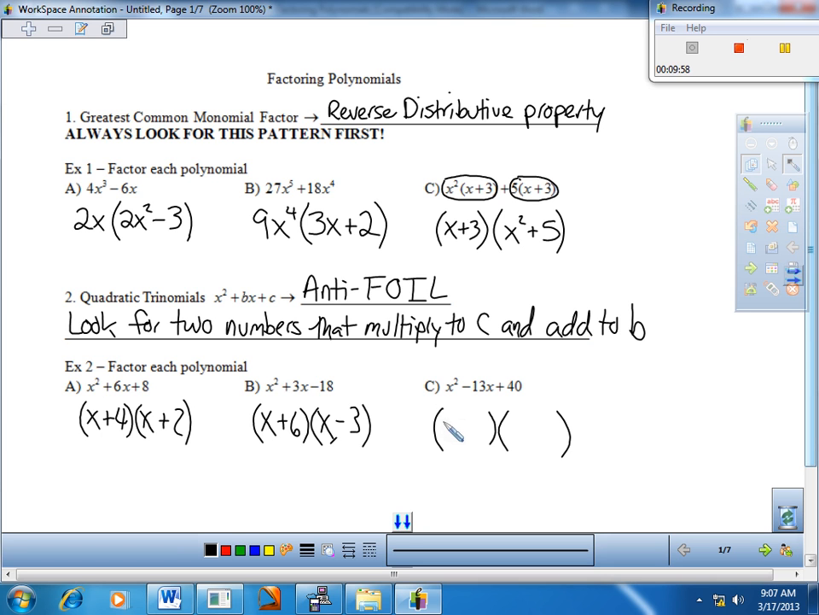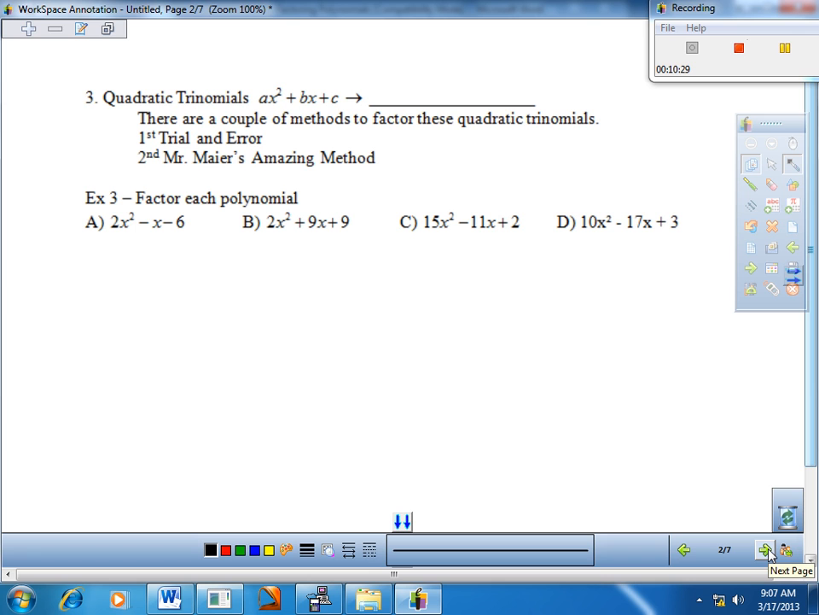Okay, this one right here, x and x, two numbers that multiply to positive 40 but combine to negative 13. Looks like probably a negative and negative in order to pull this off. So I'm thinking a minus 8 and a minus 5 would do it. And negative 8 times negative 5 is positive 40. And now you can see everybody, the outside and inside would combine to negative 13x. Wonderful. So those were the easy quadratic trinomials.